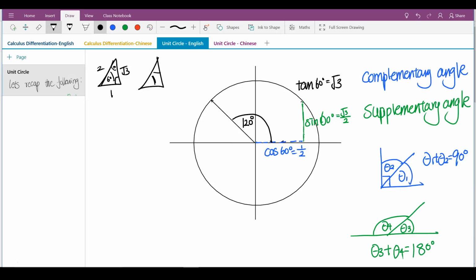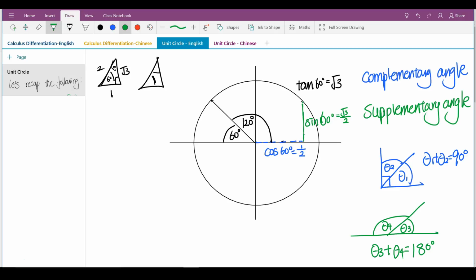But what we can do is look at the supplementary angle of 120. We know that on a straight line the angles have to add up to 180. So if we have one angle of 120, the supplementary angle of this particular angle would be 60. So this particular angle would be 60 degrees, and we have an exact value for 60 degrees. We just did that. So the next thing we have to do is be careful.